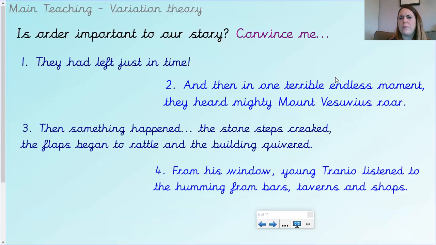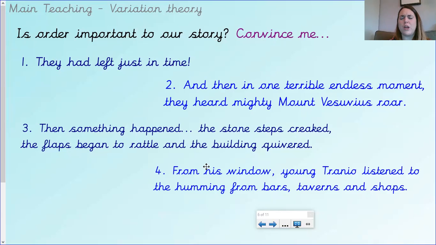But is order important? I think we would all agree that the order of a story is important. You can't put the ending first. Let's look at the order here for our Pompeii story. They had left just in time, and then in one terrible endless moment they heard mighty Mount Vesuvius roar. Then something happened. The stone steps creaked, the flap began to rattle, and the building quivered. From his window young Tranio listened to the humming from bars, taverns and shops.